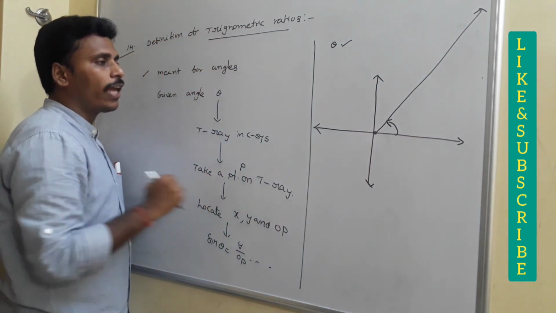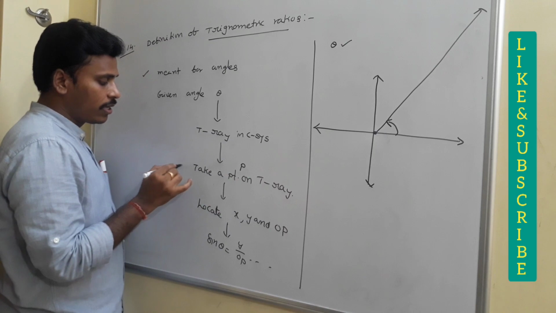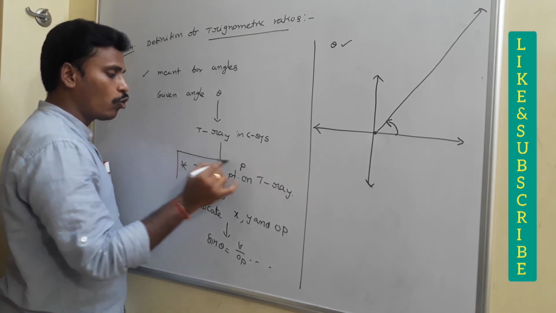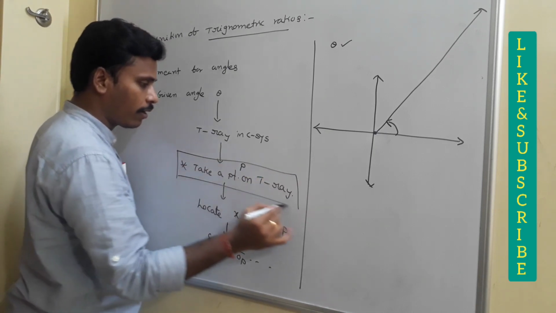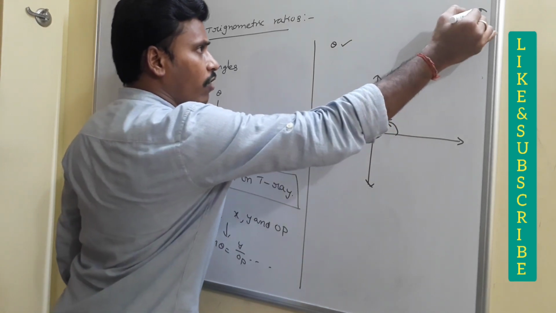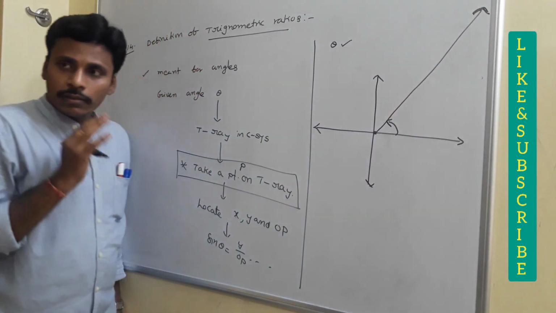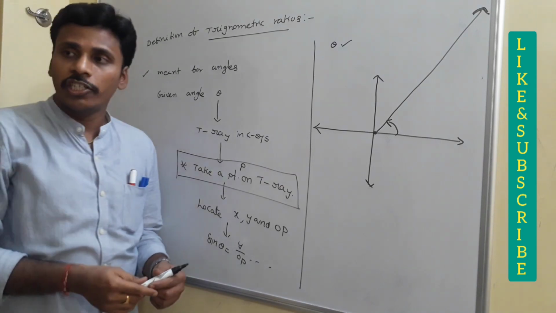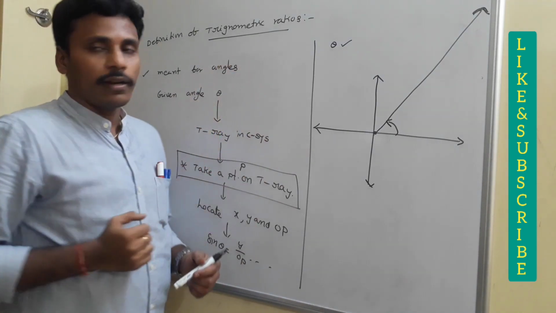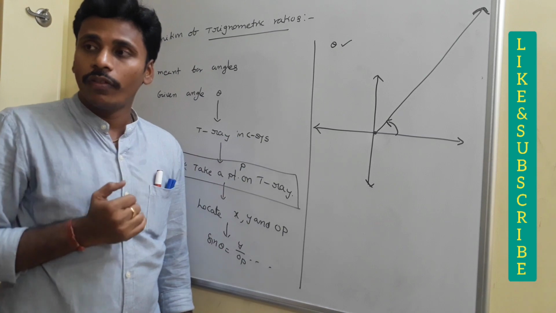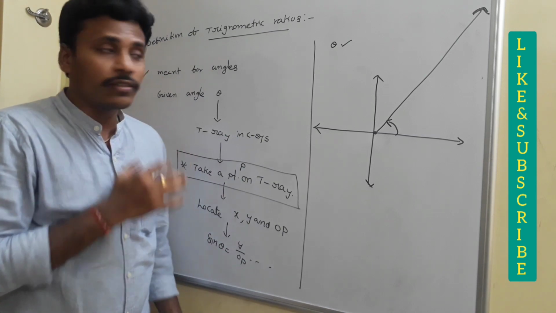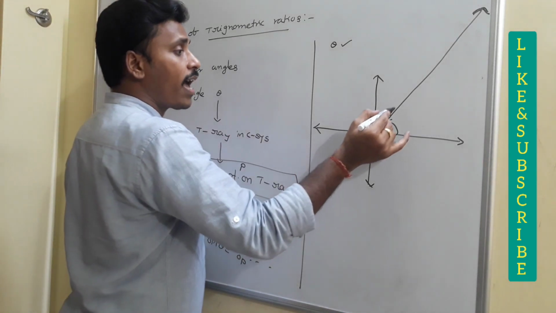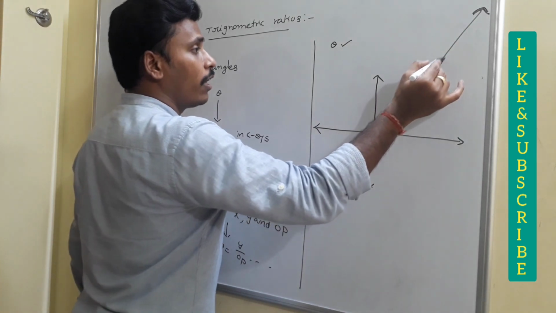Now you need to take a point P on the terminal ray. Just have a look at this. We need to take a point P on the terminal ray. This is the terminal ray, is it right? Concentrate here, okay? Pay your complete attention on the board. This is the terminal ray. How many points are there on this terminal ray? If you look, there exist infinite points on this terminal ray.